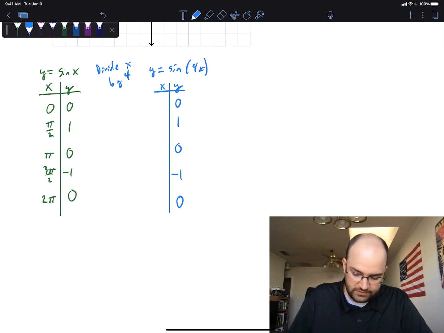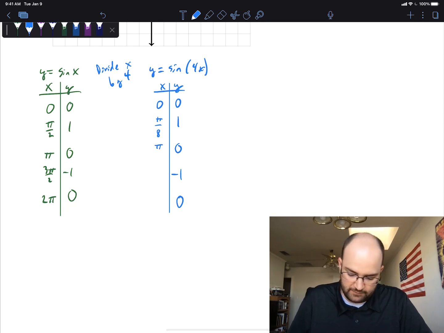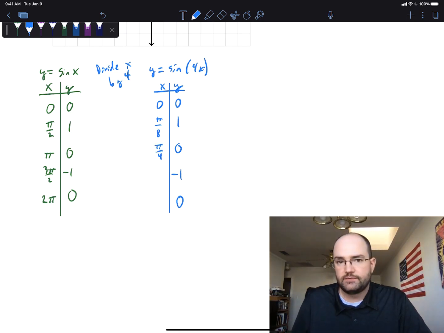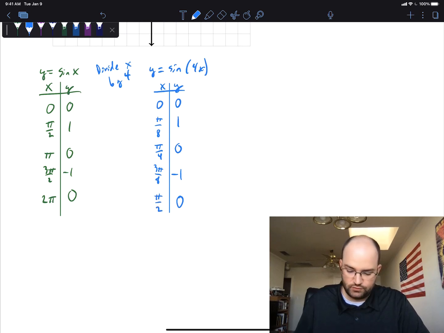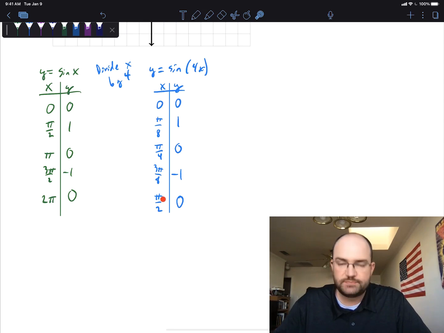So that's going to give us 0 times 1/4 is 0. Pi over 2 times 1/4 is pi over 8. Pi times 1/4 is pi over 4. 3 pi over 2 times a fourth is 3 pi over 8. And 2 pi times 1/4 is 2 pi over 4, but that simplifies to pi over 2. Now, notice that one full cycle has just been completed in pi over 2 units.